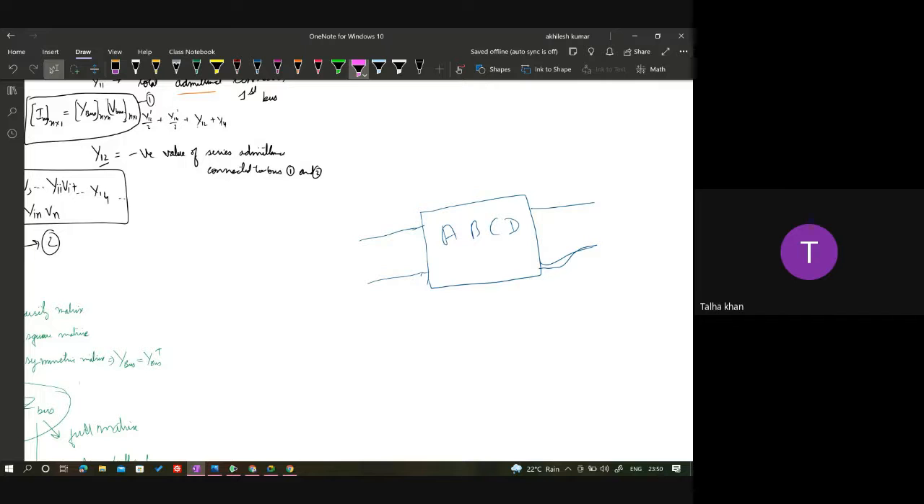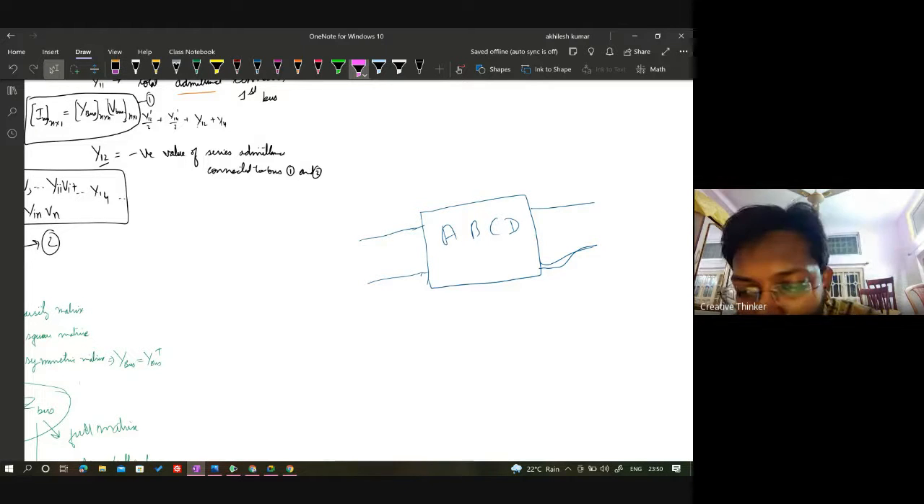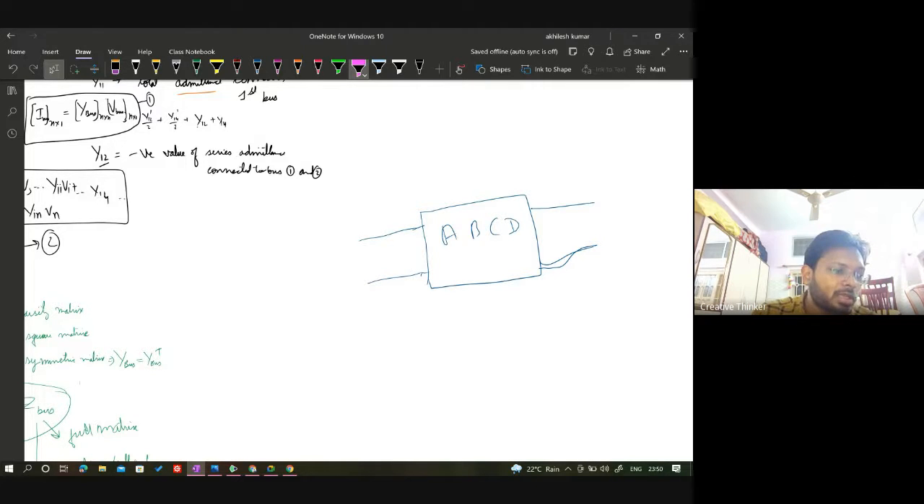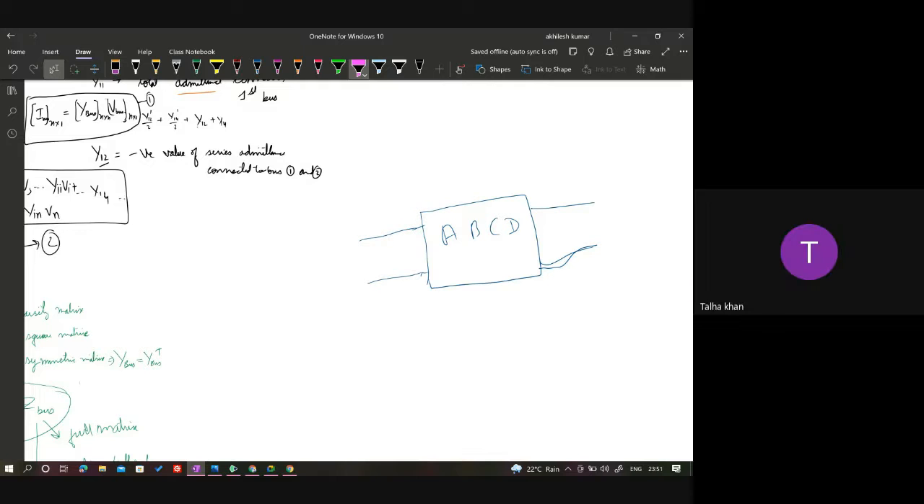I remember in the midterm he brought something like ABCD parameters for the short line, medium line, and long line. No, not in this. In the previous semesters, you may have studied network analysis or circuit theory. Have you done any courses on circuit analysis? Sir, I've done it, but probably a long time ago. That's why I don't remember.